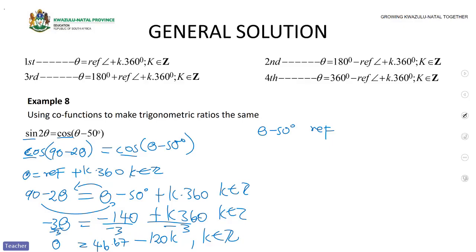I hope we have learned a lot today. We've tried to cover the trigonometric identities. We've also covered trigonometric expressions using reduction formulas, using co-ratios. We've also covered the general solutions.